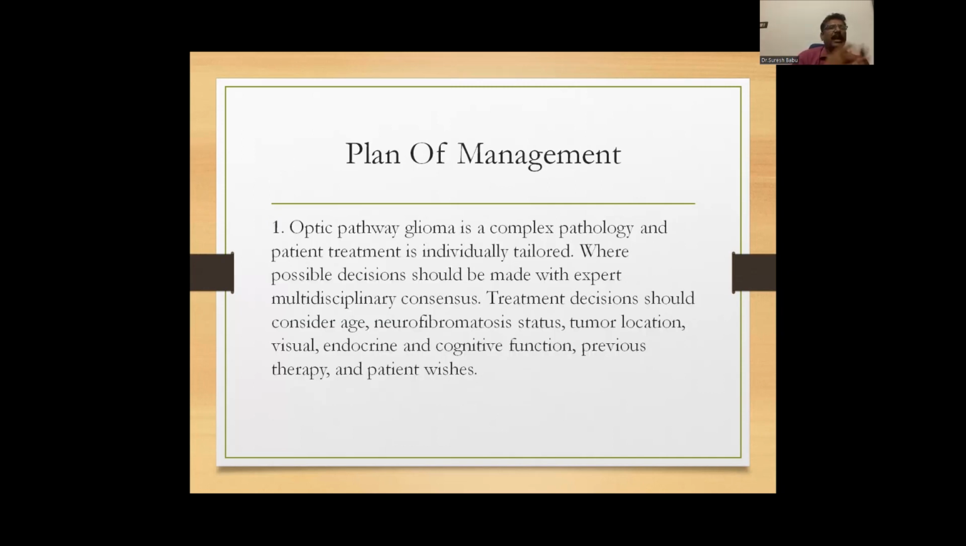So how to plan the management? As you know, optic pathway glioma is a complex pathology and patient treatment should be individualized. Where possible, decisions should be made with expert multidisciplinary consensus. So treatment decisions should also consider the age, neurofibromatosis status, tumor location, visual, endocrine, and cognitive functions, and whether there is previous therapy, and lastly we have to take into account the patient's wishes also. Next slide, please.